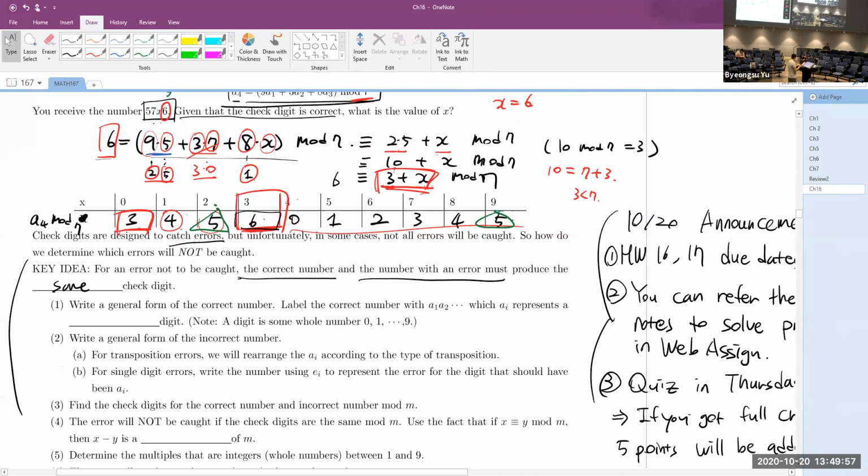So to do this, first of all, write a general form of the correct number and label the correct number with A1, A2, A3 and so on, where Ai represents a single digit, right?